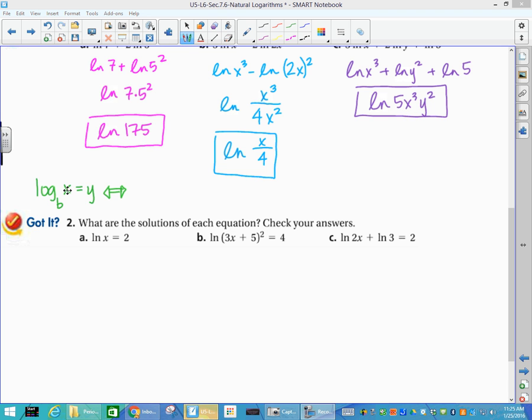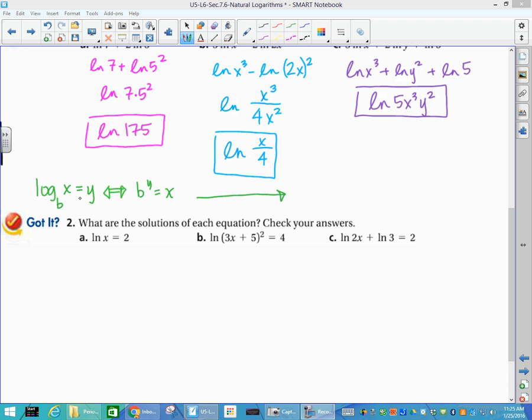So log base b of x equals y. We get rid of the log and rewrite it in exponential form by saying b to the y equals x. Okay, now let's use that. Just change it a little bit so you can see it.